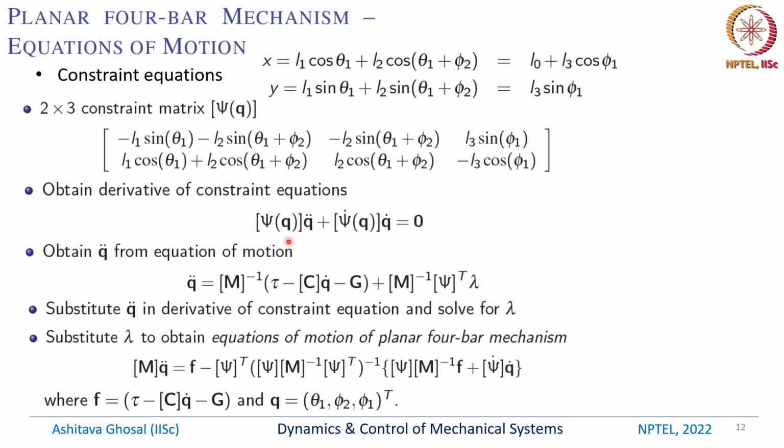We can obtain the derivative of this matrix and write the constraint equations. So this is psi into q dot is equal to 0. When you take the derivative, we have psi into q double dot plus psi dot q dot equal to 0. And this again we have discussed earlier. So we introduce Lagrange multipliers for these loop closure constraint equations. Then we get an equation of motion which looks like q double dot is m inverse tau minus c q dot minus g plus m inverse psi transpose lambda. We substitute q double dot back in the constraint equations, then solve for lambda, and then obtain the equations of motion. Okay, so this has been done earlier.